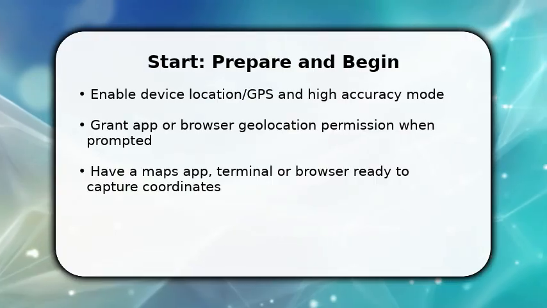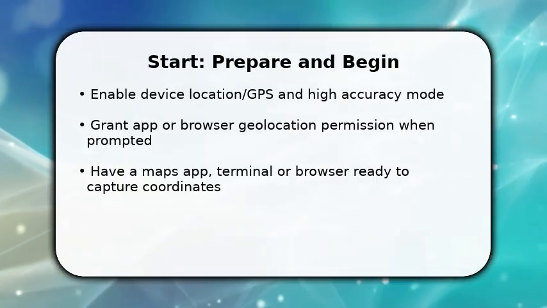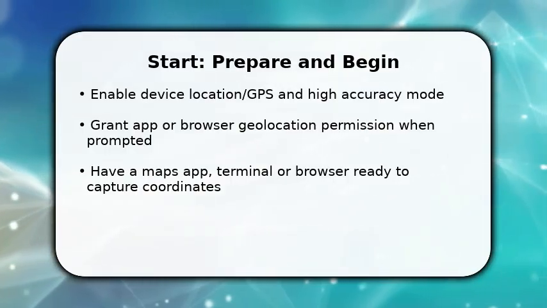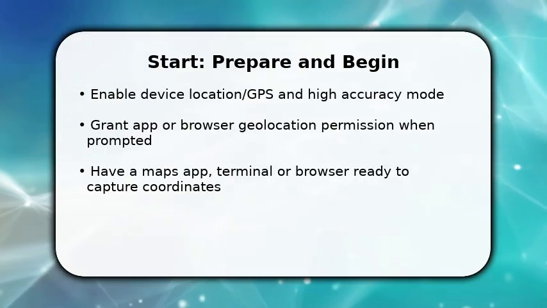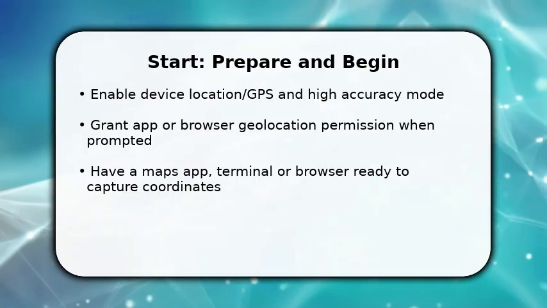You begin by preparing the device. Turn on GPS or high-accuracy location and make sure airplane mode is off. Once done, open the Maps app or a browser tab where you'll request geolocation. Make sure to grant permission when the prompt appears. Without this, you can't read coordinates.